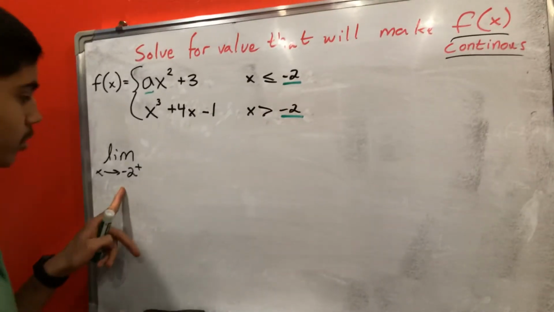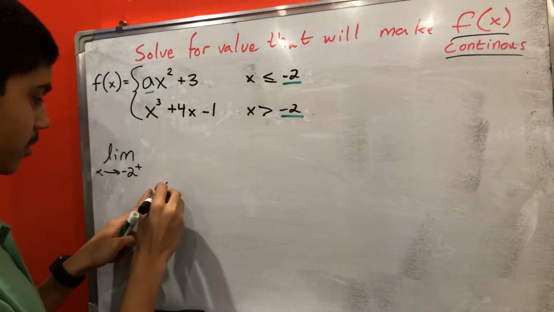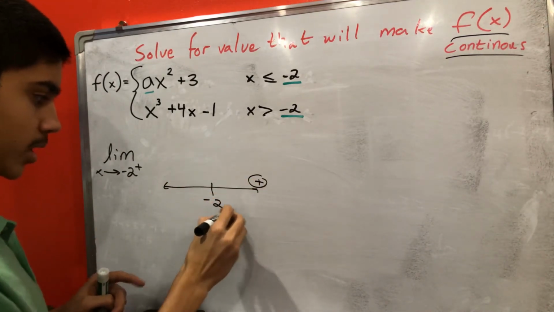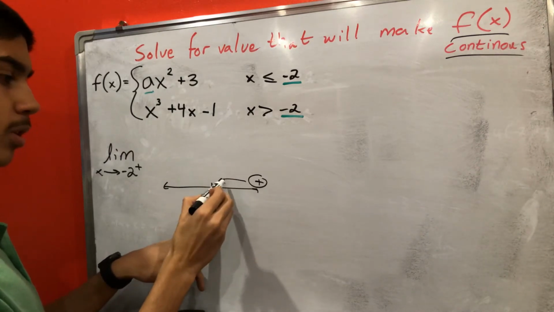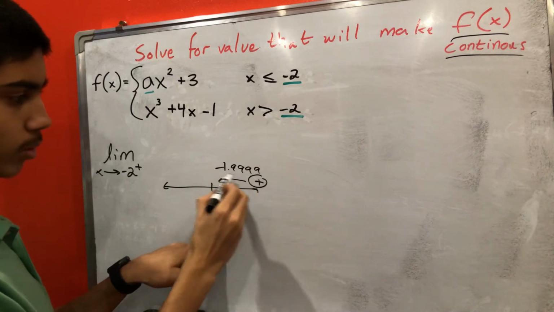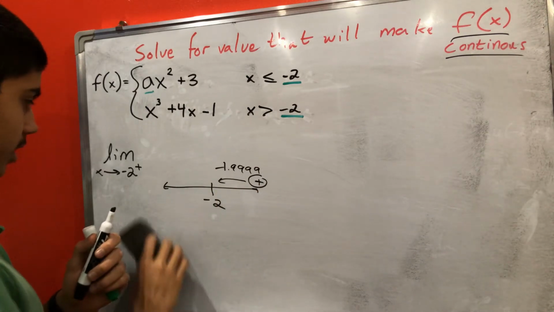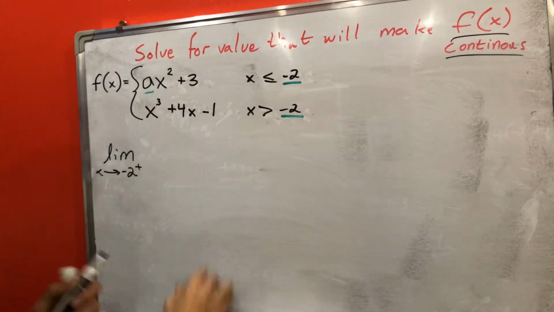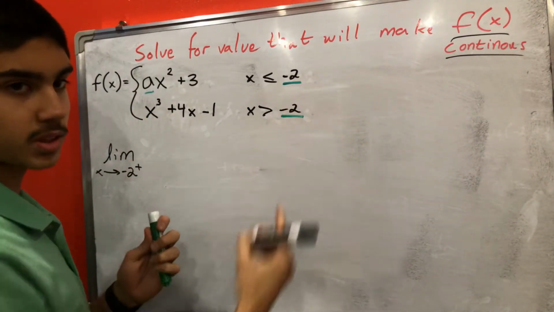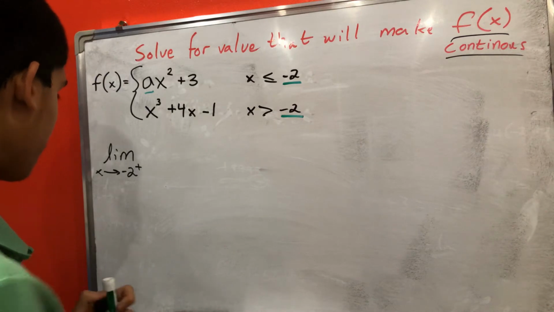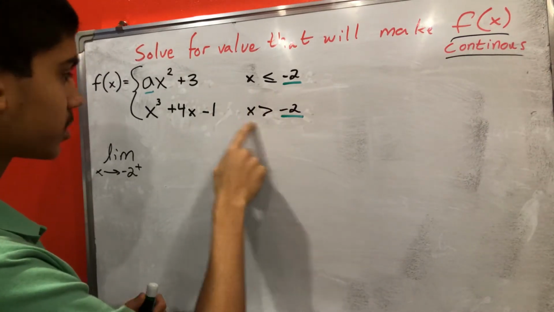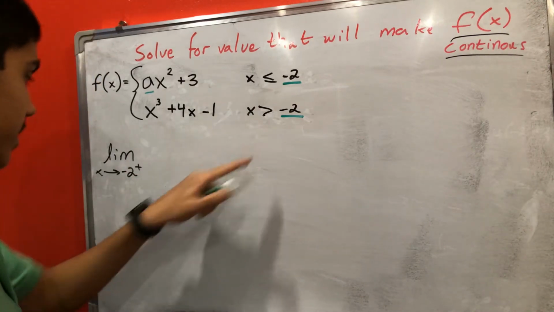So right now I'm going to test the limit from the right. We have a plus sign and -2. So we're coming from the right, meaning we're coming from a value that's a little bit bigger than -2, like -1.999. Which of the piecewise functions are we going to use? We're going to use the one that's greater than -2. So this one is greater than -2, right?